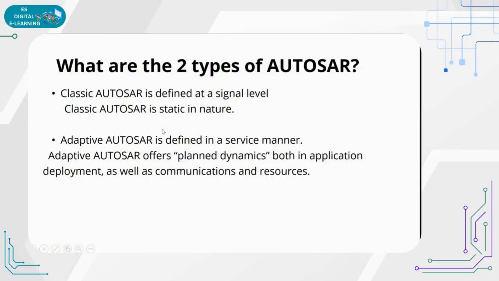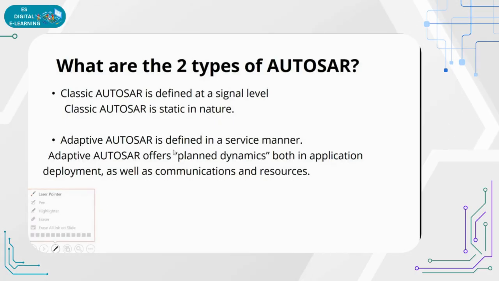What are the two types of AUTOSAR? We have Classic AUTOSAR and Adaptive AUTOSAR, which is defined in several manners. The Classic AUTOSAR is static in nature. Whenever we require, we can change this. With respect to the signal level, that will be the Classic AUTOSAR. And Adaptive AUTOSAR is a part of dynamic. So static and dynamic. Dynamic covers the messages, the application deployment as well as the communication and resources. So you should give this information.